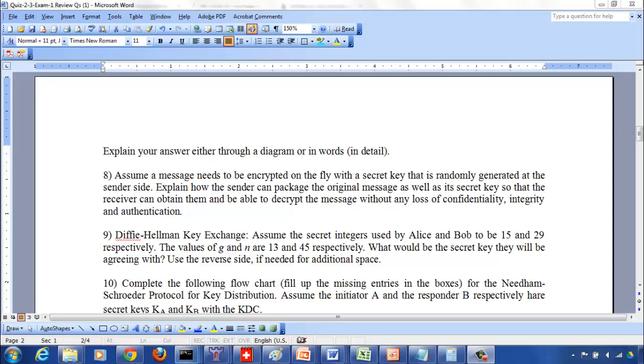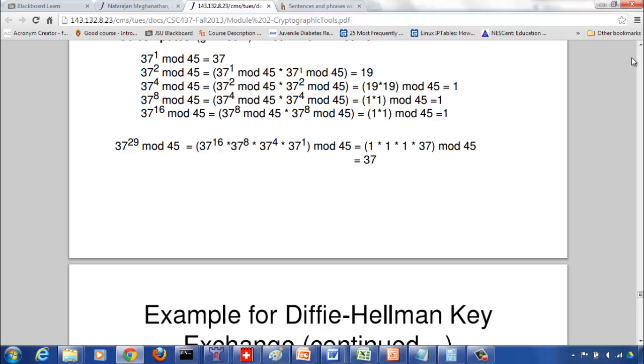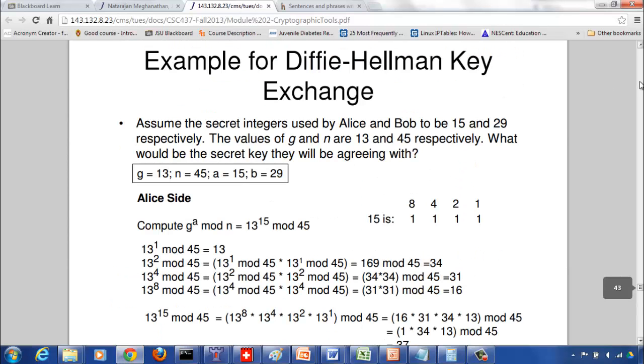Okay, so now we'll do the Diffie-Hellman key exchange problem. You're given that Alice is generating 15, Bob is generating 29, and the values of G and N are given as 13 and 45. You want to find the secret key that they'll be agreeing on. So you have to do this modular exponentiation twice.